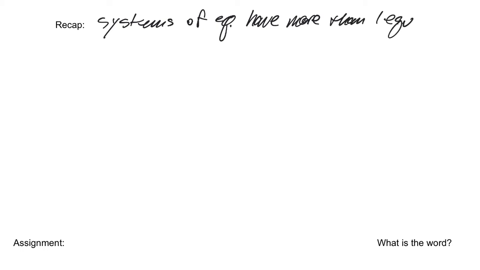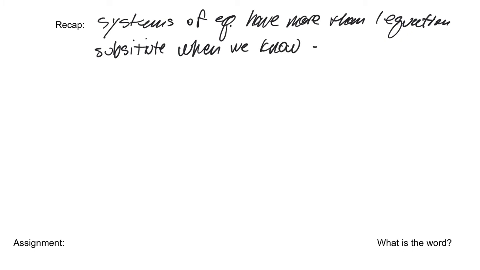Recap. Systems of equations have more than one equation. That's why it's a system. There's many of them. Oops, we don't need an S, it's singular. Substitute when we know x or y in terms of a variable.